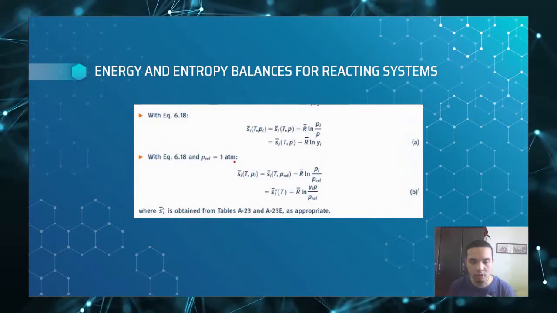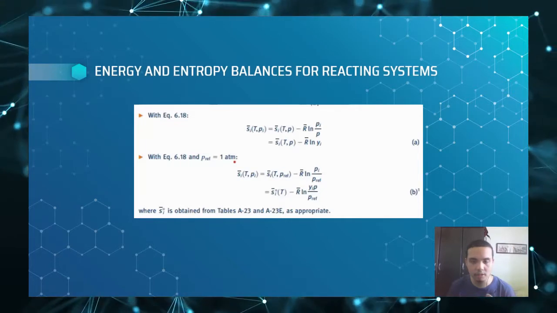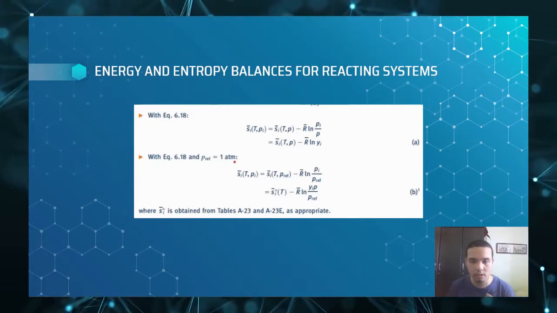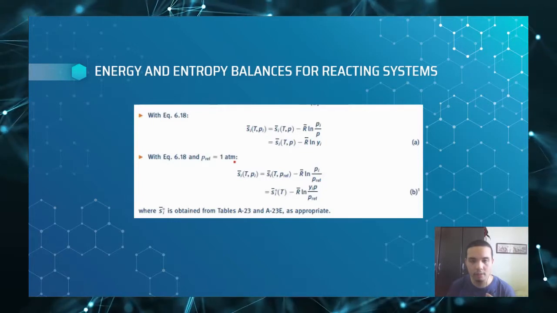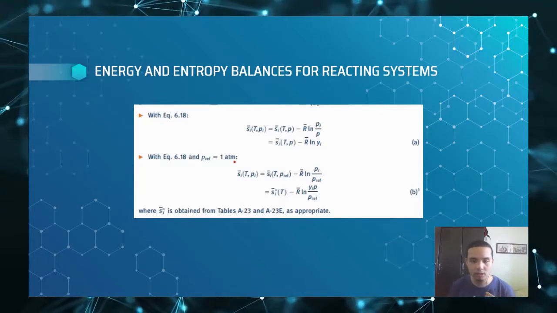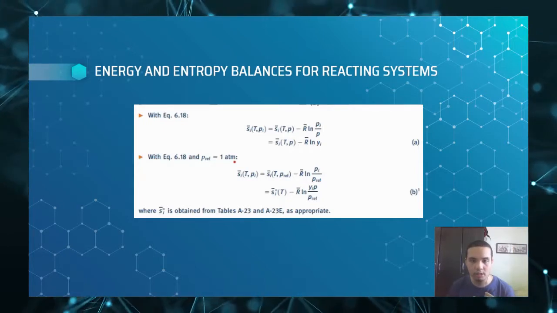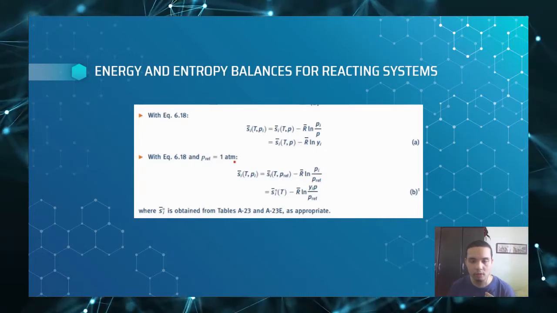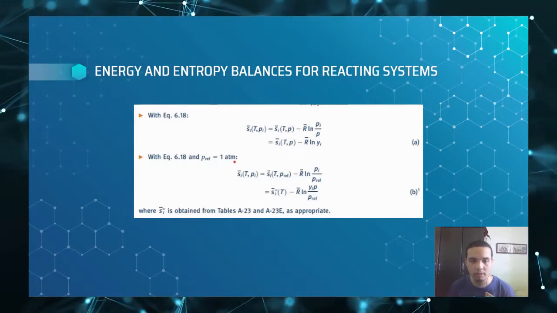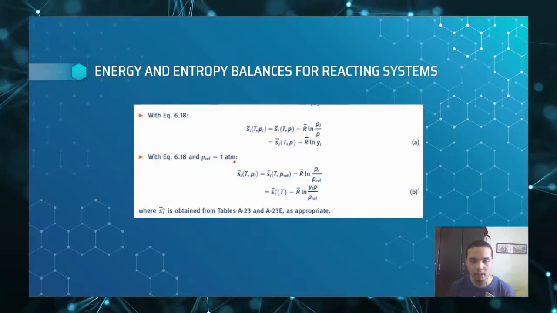With the equation of entropy change, the specific entropy of i is equal to the specific entropy minus the gas constant times ln of the mole fraction of the gas. With the pressure reference equal to 1 atm, the specific entropy is equal to the specific entropy of i at the mixture temperature minus the gas constant times ln of the mole fraction of the gas times pressure divided by pressure reference. Take note that the specific entropy is obtainable from the ideal gas table.